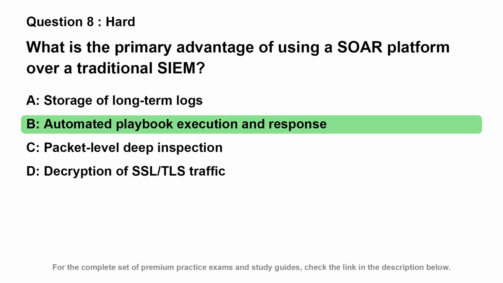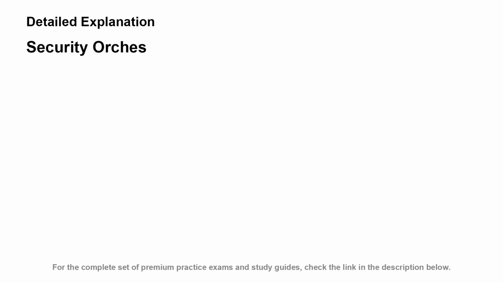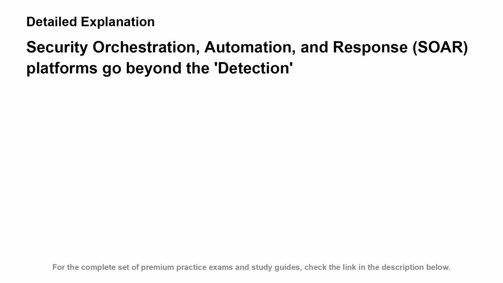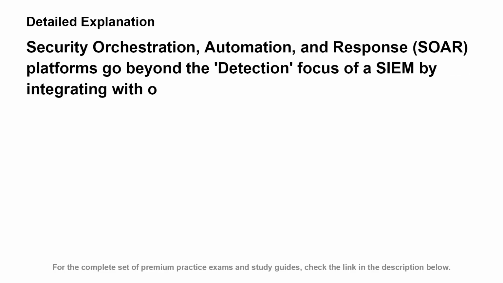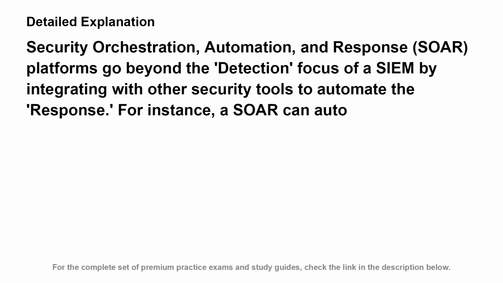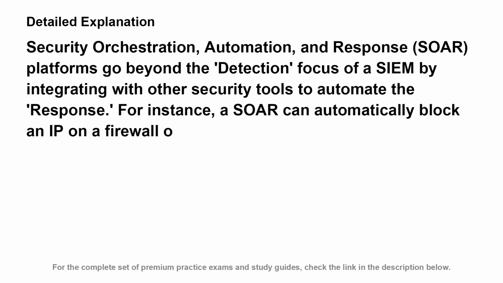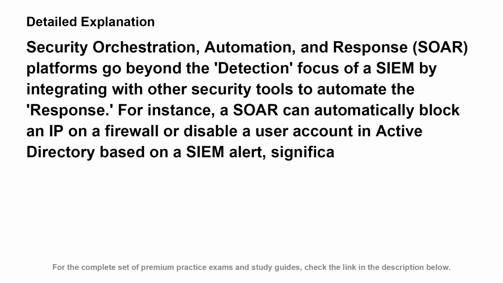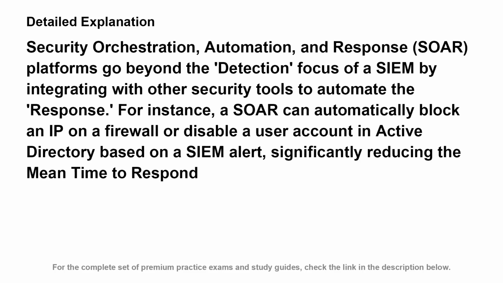The correct answer is B. Security orchestration, automation, and response, SOAR, platforms go beyond the detection focus of a SIEM by integrating with other security tools to automate the response. For instance, a SOAR can automatically block an IP on a firewall or disable a user account in Active Directory based on a SIEM alert, significantly reducing the mean time to respond, MTTR.